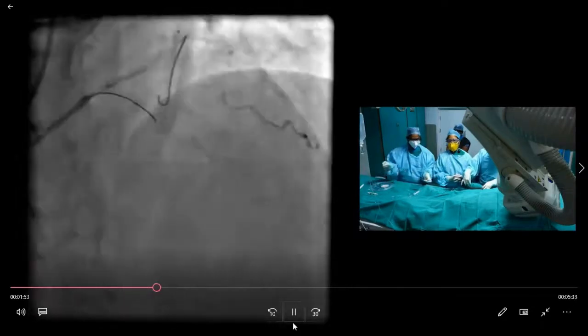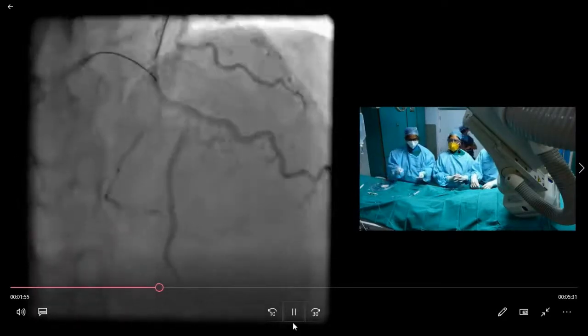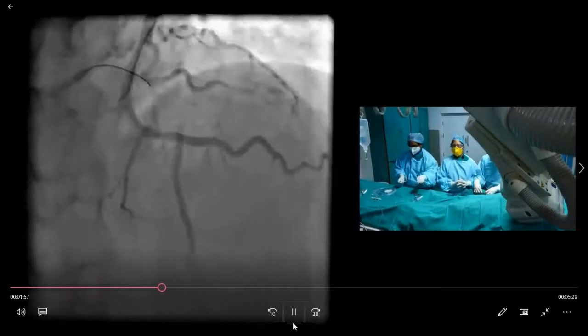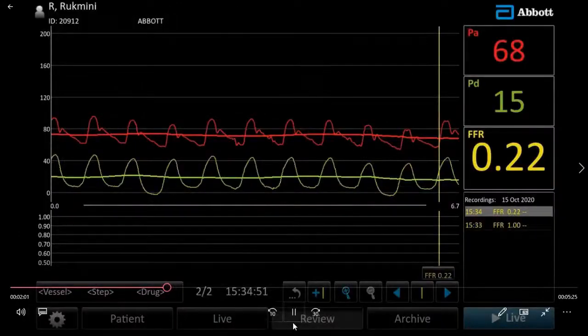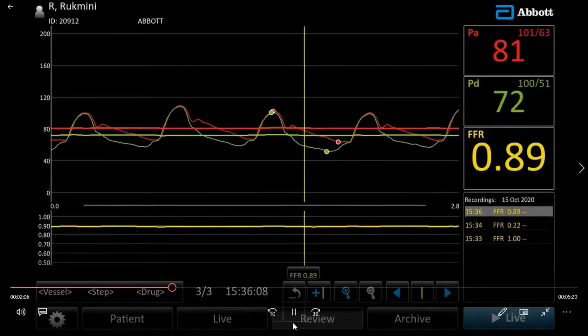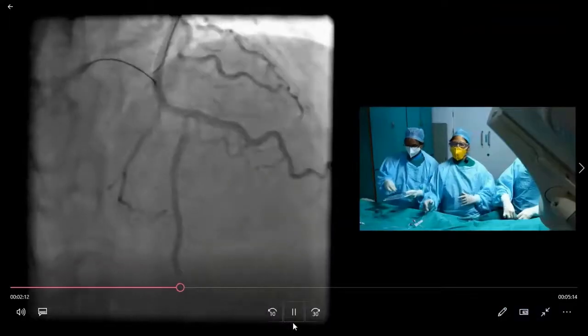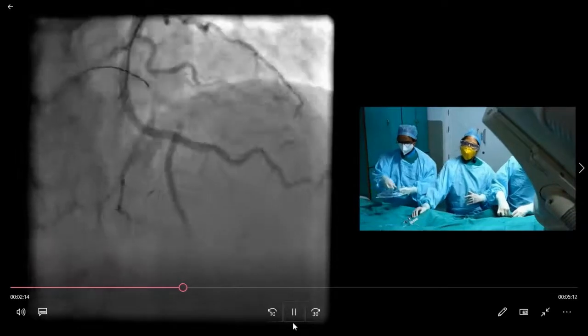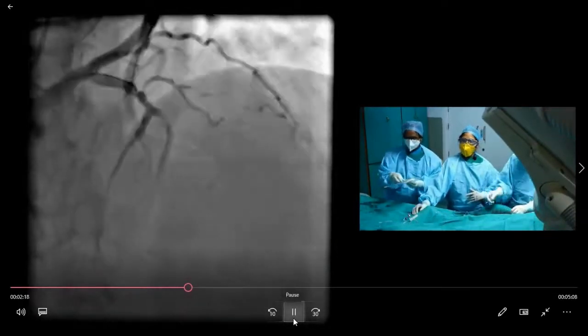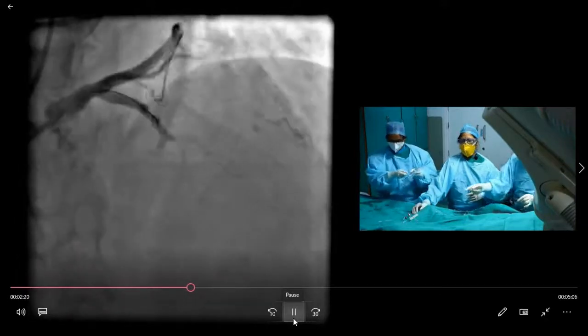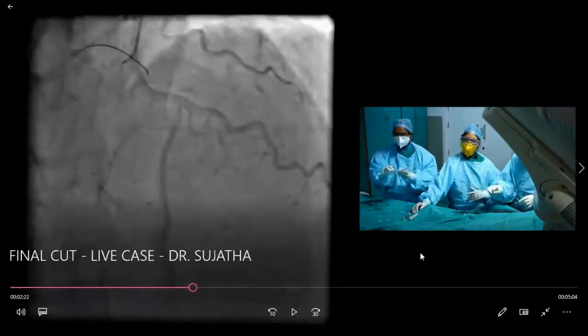We wanted to record the FFR on an experimental basis only, with nothing in mind. As we cross the lesion, you can see the baseline FFR itself is 0.28. And as we pull back, you can see that in the proximal segment, it is normal. So it's a significant lesion, and according to us, there is viable myocardium downstream. So this patient will benefit from an angioplasty.